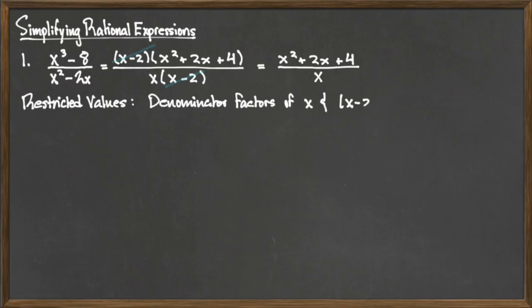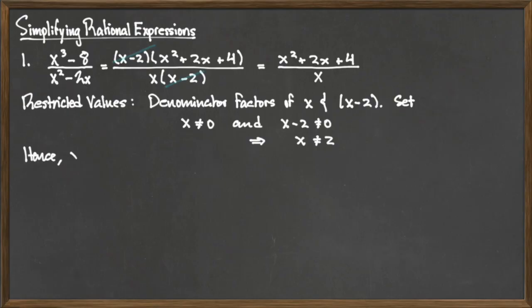The denominator factors of x and x minus 2 are what we need to pay attention to. We're going to set each one of them equal to 0 and solve for x. What we find is that x is not allowed to take on the value of 0 or the value of 2, because plugging either of these into the beginning expression would give us a 0 denominator. So we'll say that x not equal to 0 and not equal to 2 are the restricted values of this rational expression.